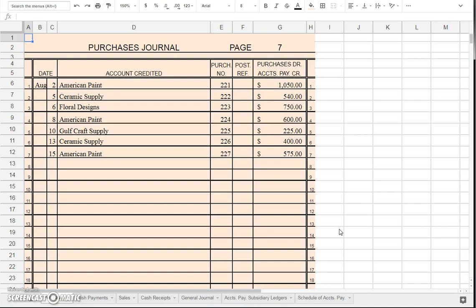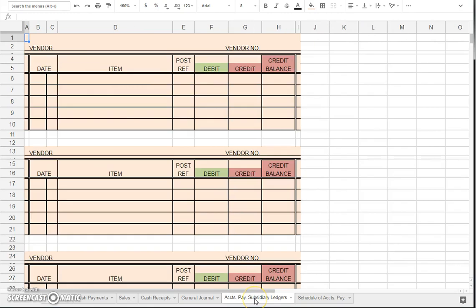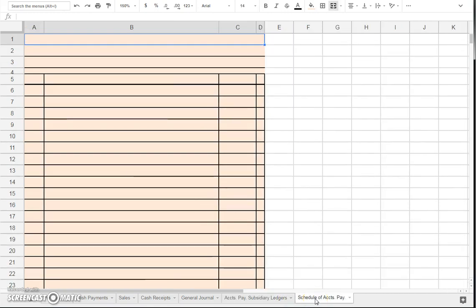A document that you might want while you're watching this video is called 11.1 Work Together. You'll notice that when you open it up, it has several tabs across the bottom. You'll see all 5 of the special journals: purchases, cash payments, sales, cash receipts, and general journal. And then you're also going to see 2 more tabs. One is called a subsidiary ledger, and we're doing accounts payable. Right next to it is a schedule of accounts payable.